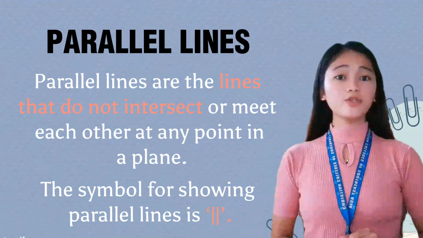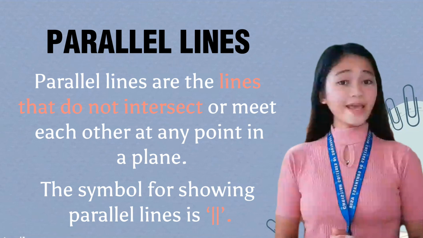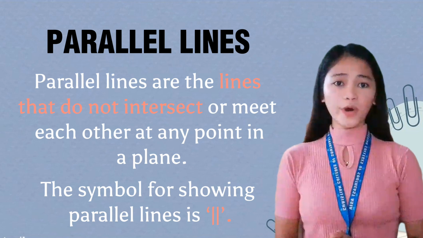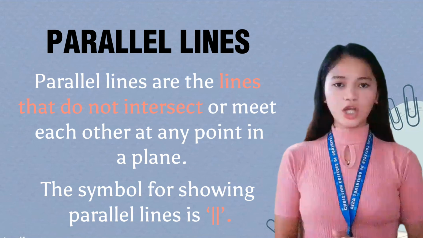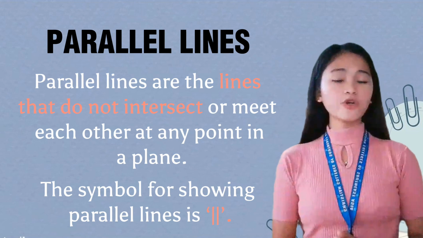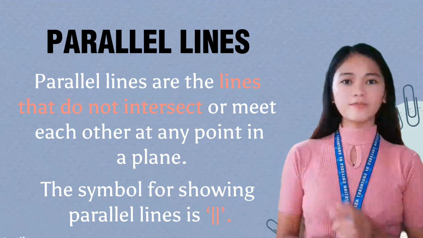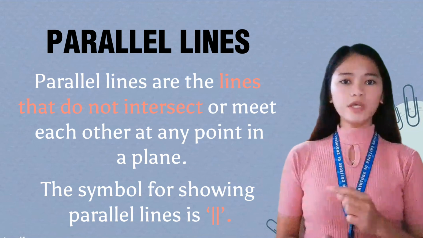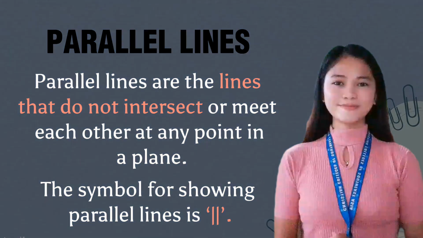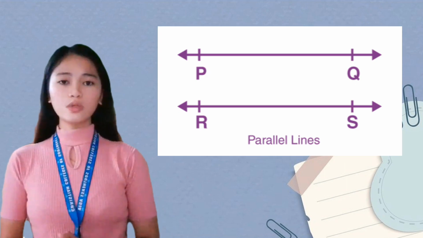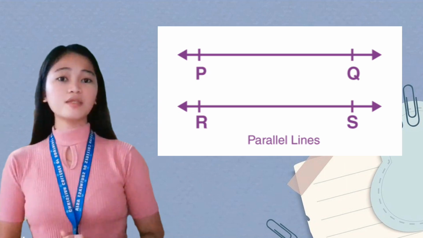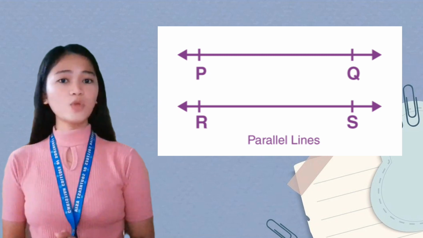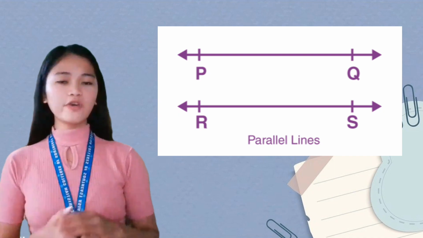Two lines are said to be parallel when they do not meet at any point in a plane: lines which do not have any common intersection point and never cross paths with each other. The symbol for showing parallel lines is like this. Two parallel lines are represented as line AB is parallel to CD. Let's look at the figure shown on the screen. The line segments PQ and RS represent two parallel lines as they have no common intersection point in the given plane.